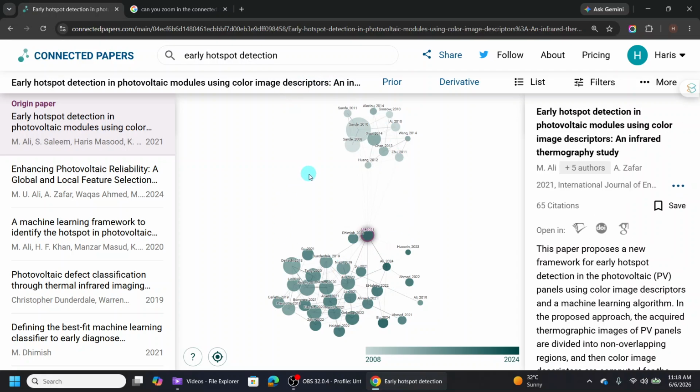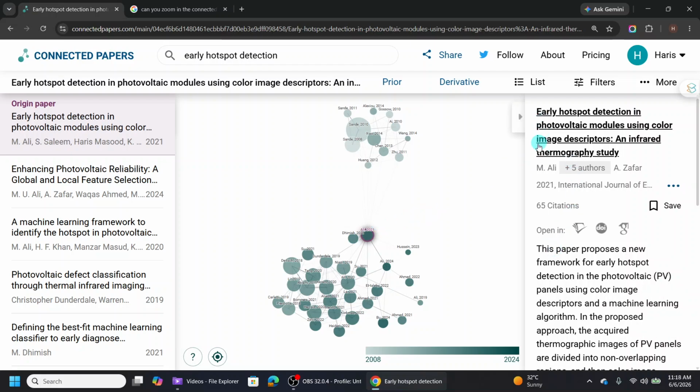In the middle, there is a connected graph, and this is the most important aspect of Connected Papers. What this graph does is that Connected Papers analyzes references, citations, and relationships with other publications. So it creates this visual graph of papers that are closely related to my base paper. I will be monitoring this particular graph very closely, and I'll get back to it very soon.